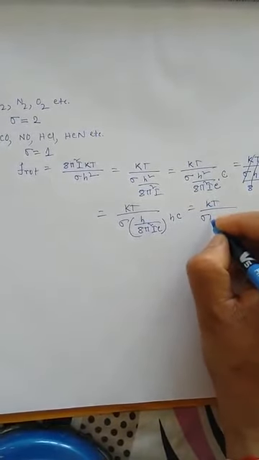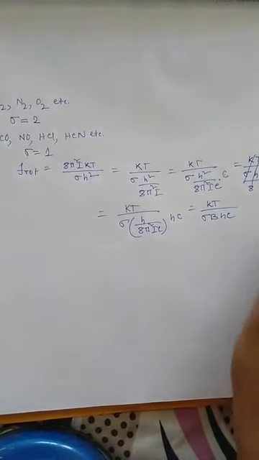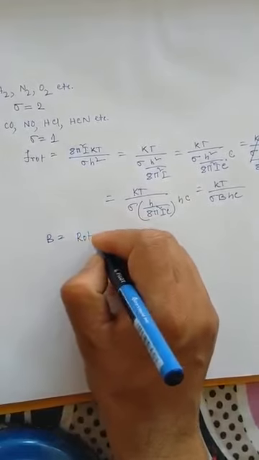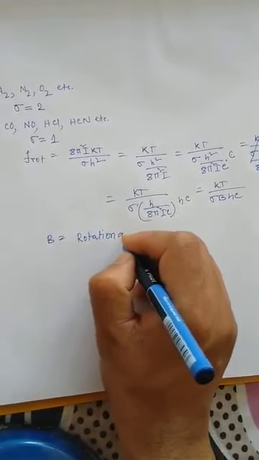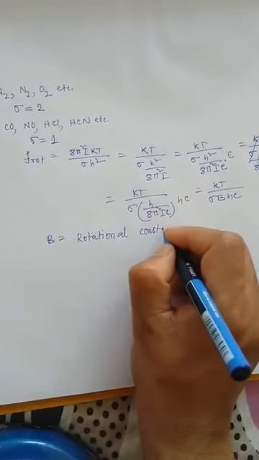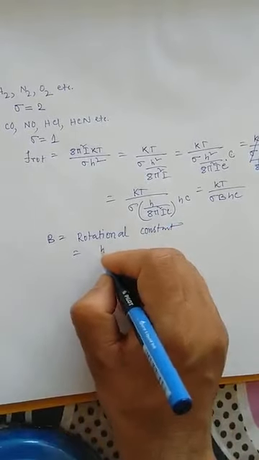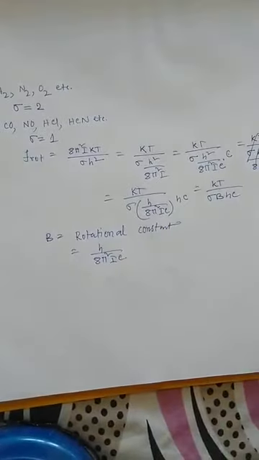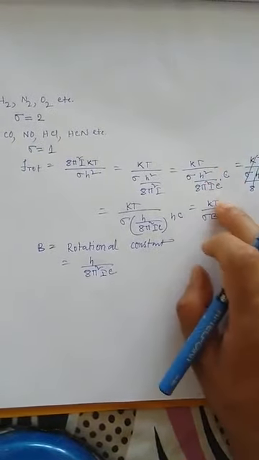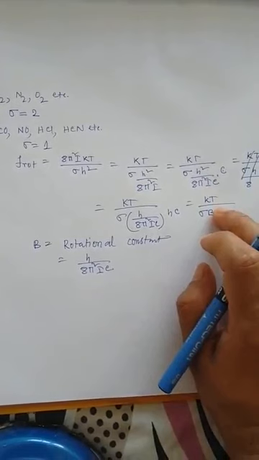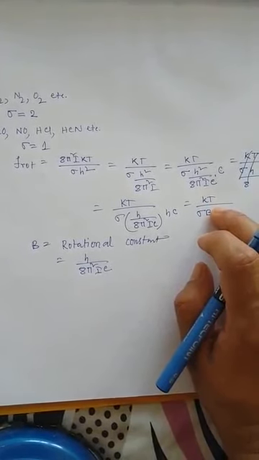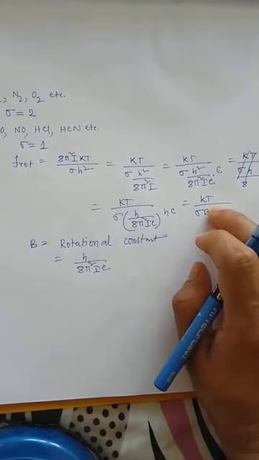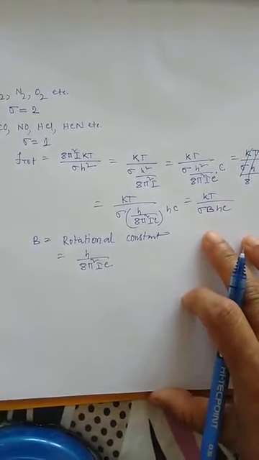That means kT by sigma B h c, where we know that B is the rotational constant, whose value is h by 8 pi square I into c. So to get the value of B, I have arranged these terms, and the value of B was already discussed in the quantum mechanics class and in the spectroscopy class. So you can clarify from this also.